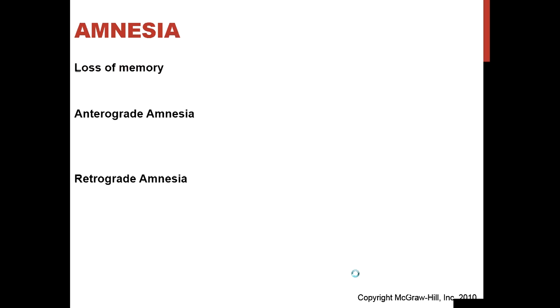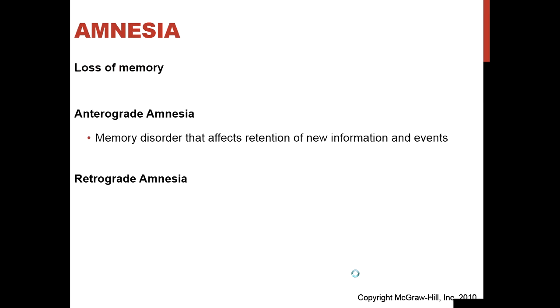Okay, and one of the last things that we'll talk about is amnesia. Amnesia is the loss of memory. There are two different kinds of amnesia. I'm actually not going to test you as much on amnesia, but the two types of loss are the anterograde and the retrograde. Anterograde amnesia is a memory disorder that affects the retention for new information and events.